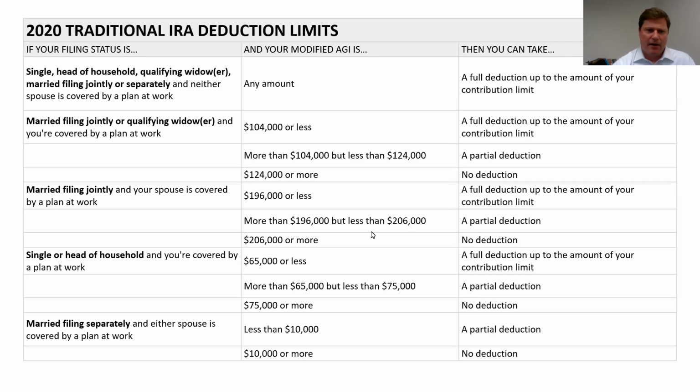And for a single filer, $65,000 or less is the amount you can take the full deduction. If you make $75,000 or more, you cannot take a deduction. There's some opportunity in there for partial deductions, some phase outs and so forth. So, those are opportunities for you to take a deduction on a contribution to a traditional IRA.